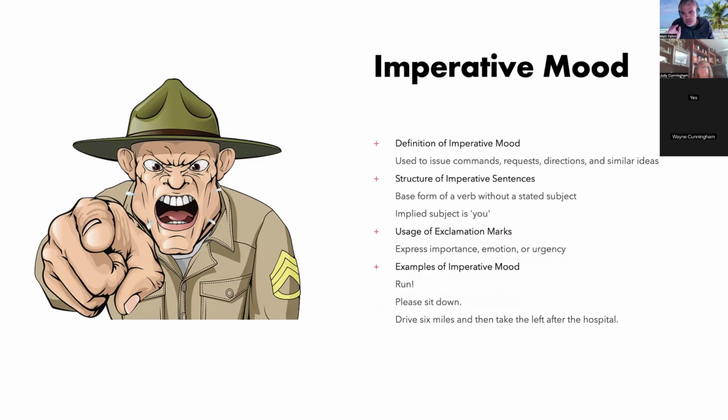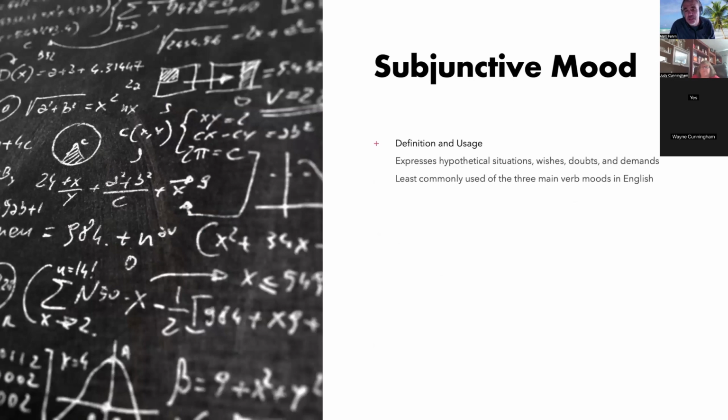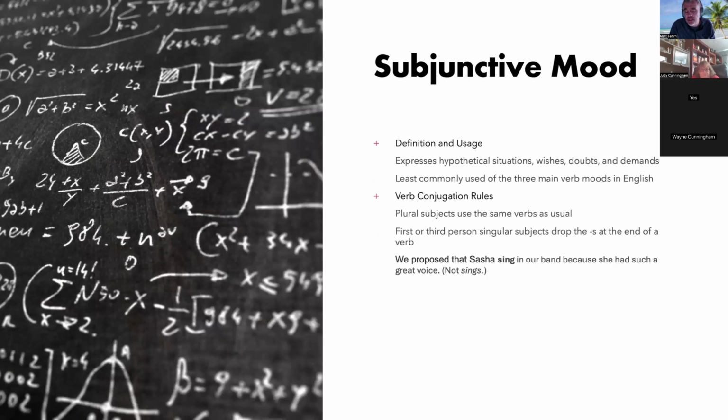Right? We usually use exclamation points: run, please sit down, drive 6 miles, and then take the left after the hospital. Again, we'll see this all throughout the Bible. There's a lot of imperative mood. Subjunctive mood, we'll see this in the Bible, although it's not very used in English. It expresses hypothetical situations, wishes, doubts, or demands.